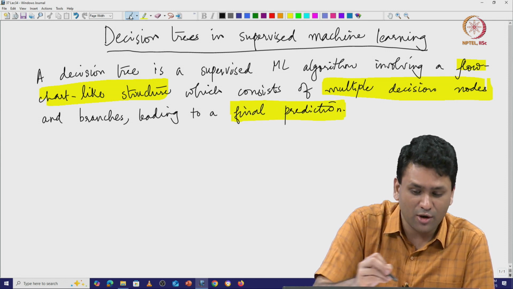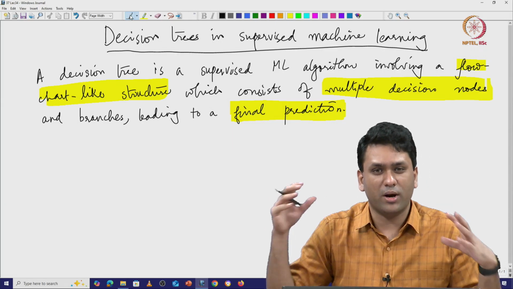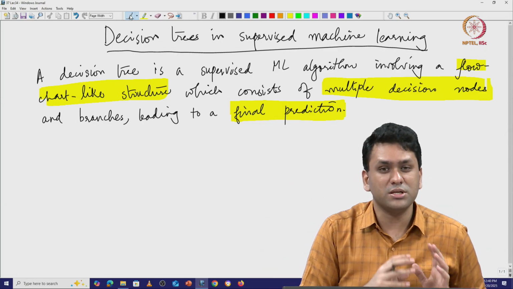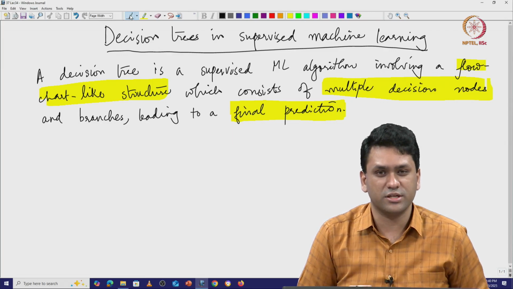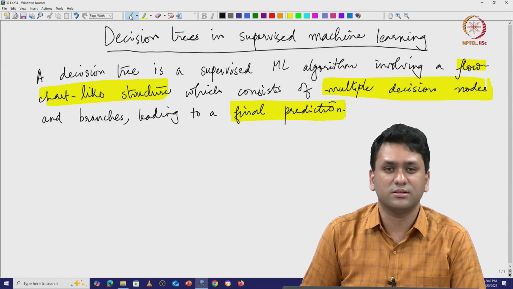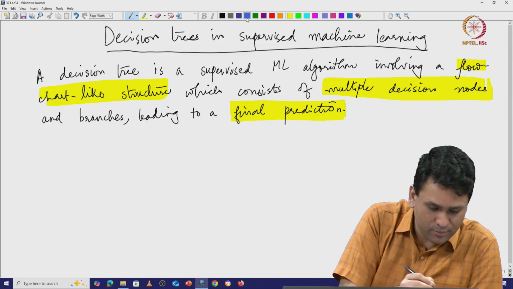So, it is a nice way of partitioning your feature space. Essentially at every point you are partitioning the feature space, and then you reach a point wherein you are certain that that is what the prediction should be in that part of the feature space, and that is how this supervised algorithm works. Alright, so let us write this down.